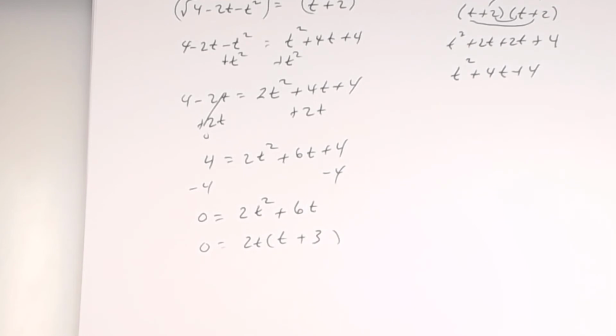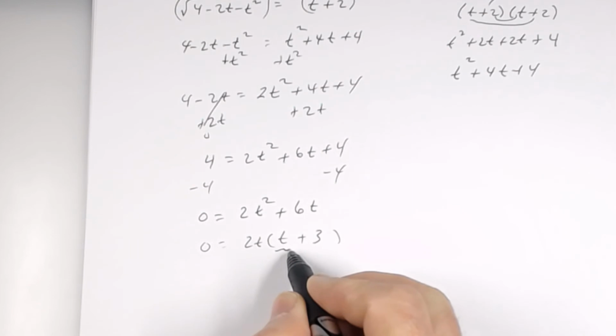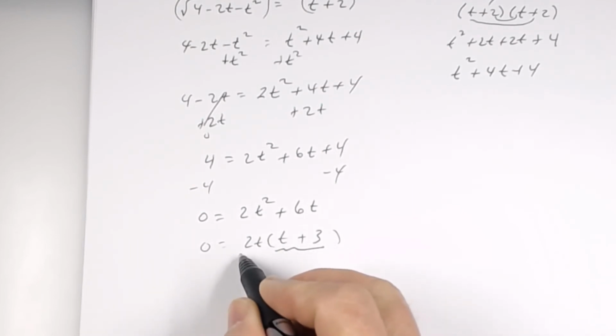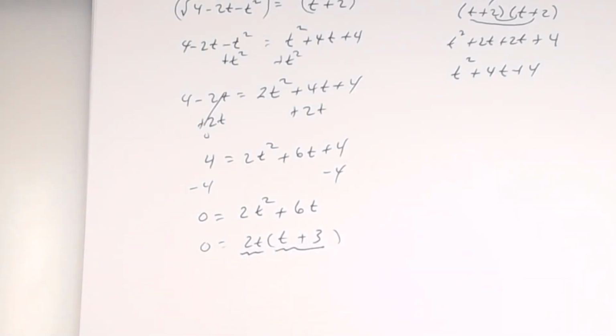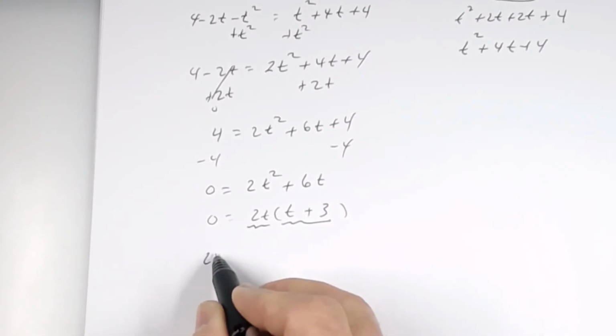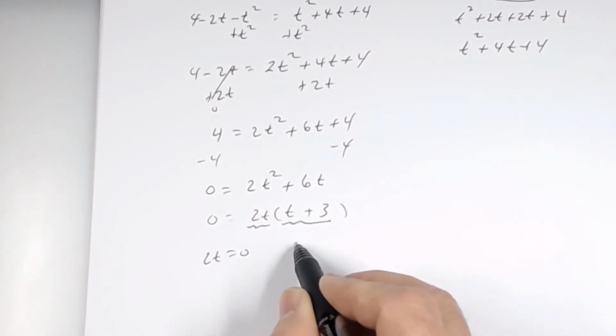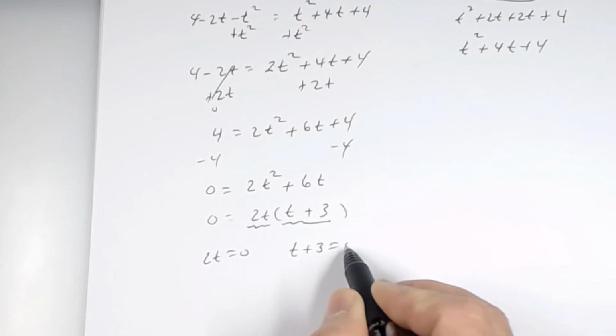Now the way I would do this is I see this t plus 3? I would underline that, and then I would underline the 2t. So I have these two factors that are underlined. So one of them has to be what? 0. So I set them both equal to 0. So when I do that, I get 2t equals 0. And what's the other one? T plus 3 equals 0.